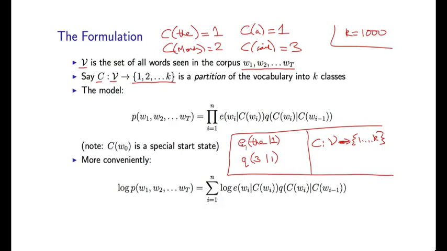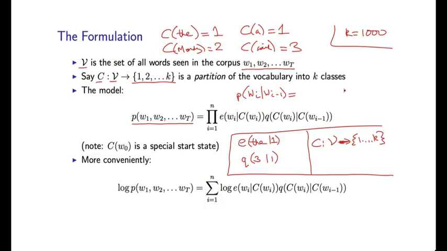Now, given settings for these parameters E and Q, and given a definition of this function C, we can write down the probability of our corpus as follows. It's going to be a product of terms, i equals 1 to n, and we're basically going to have a bigram model, w_i given w_{i-1}. That's what this term here is. But we calculate this in a rather different way from what we've seen before.